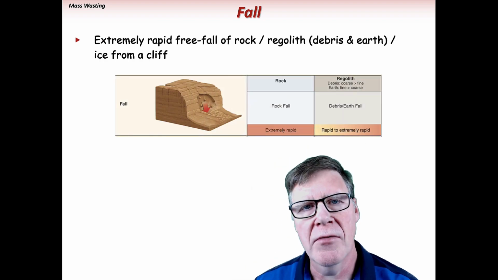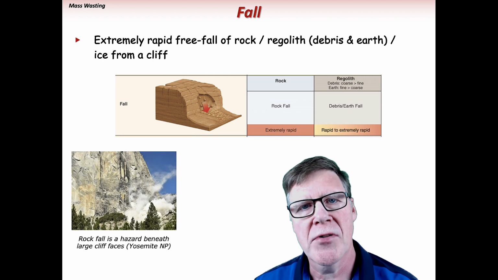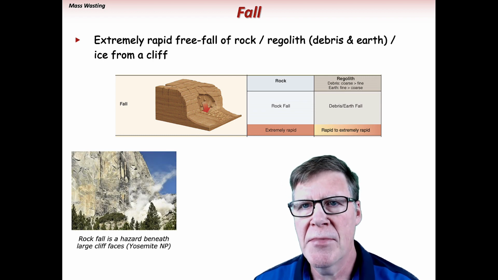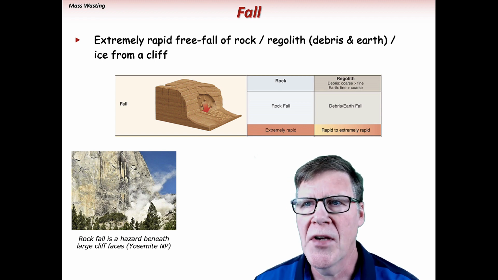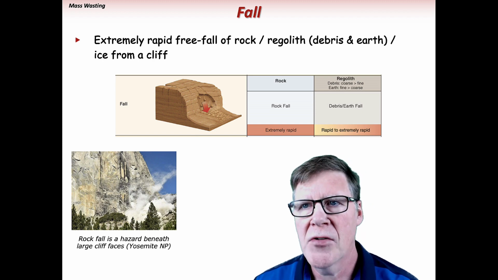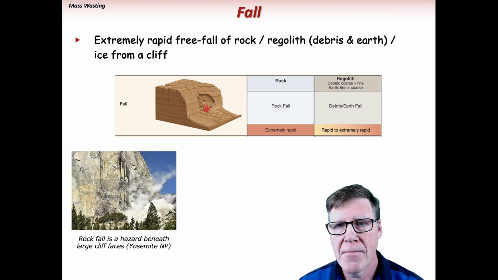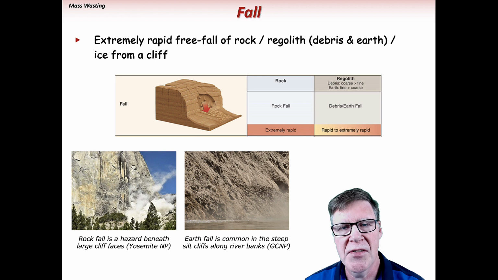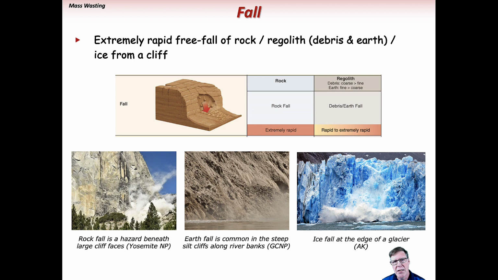We start with fall, the extremely rapid free fall of rock, regolith, or ice from a cliff. Rockfall is my personal favorite type of mass wasting, largely because of the excitement factor on hearing or seeing rocks fall and tumble down slope, making thumping and clattering noises as they go. Yosemite National Park is a great place to go for rockfall enthusiasts. Earthfall commonly occurs along steep, silty riverbanks. Where glaciers flow into lakes or the ocean, icefall is part of the glacier calving process.